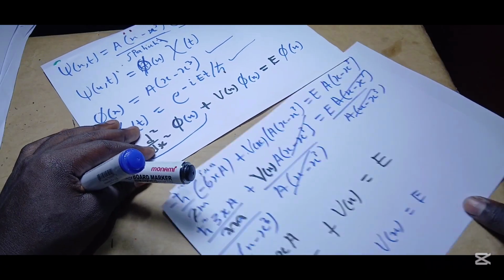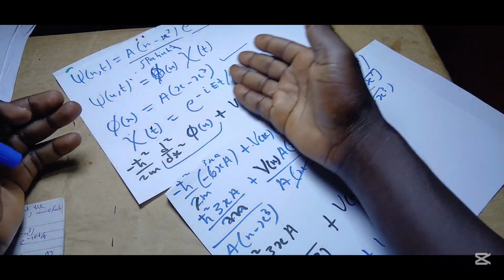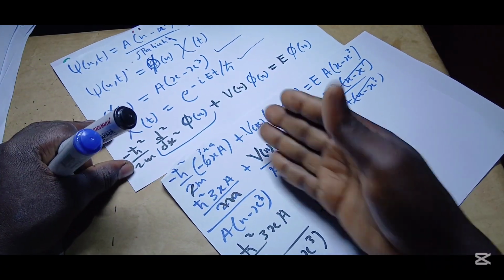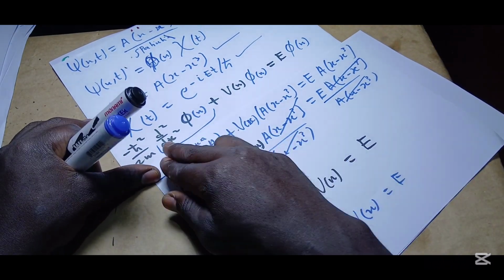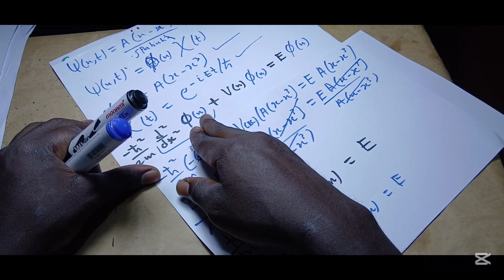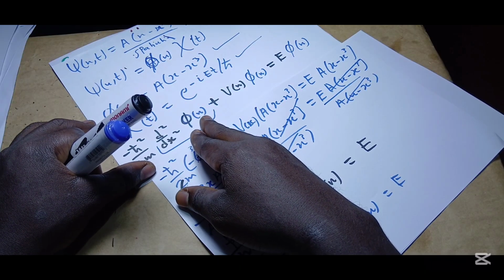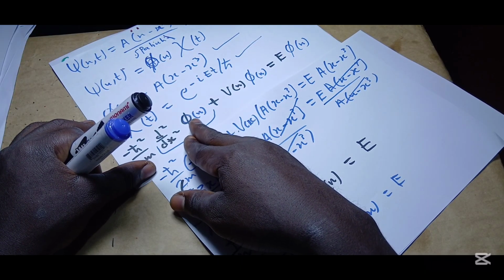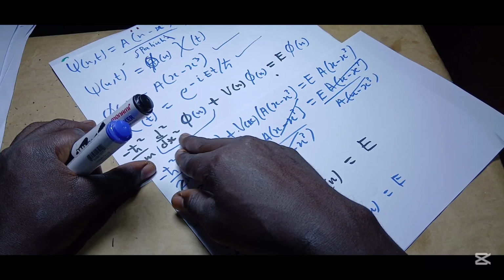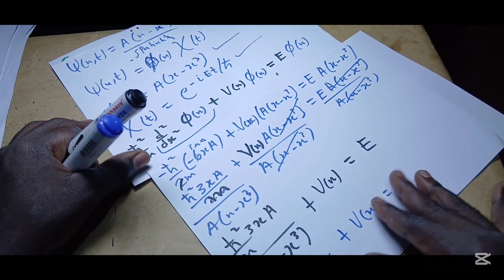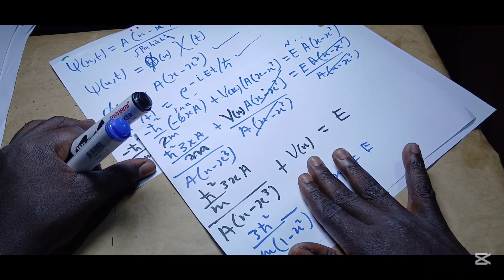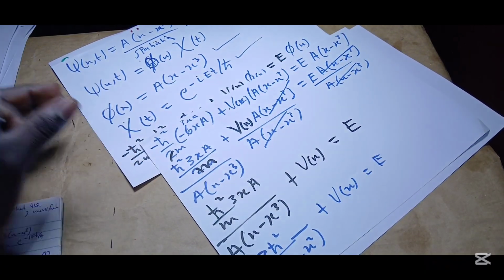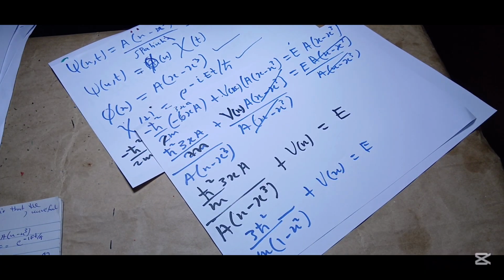So let's wrap it up again. You break your functions, then you write your time independent Schrödinger equation. Then you work on the second derivative in terms of x here, because we are dealing with one variable. That's why we do not write partial derivative with respect to x, but total derivative. So after that, you simplify everything and make potential energy the subject. That is it for this problem.